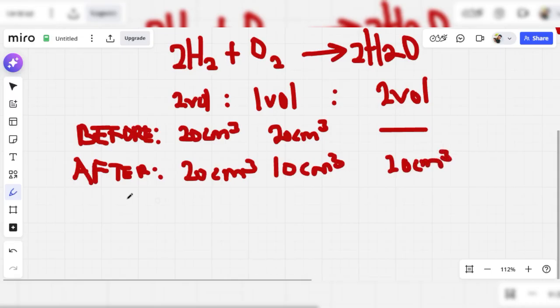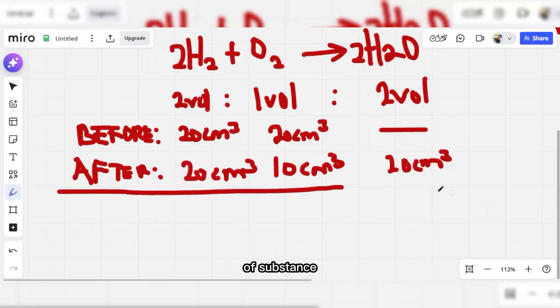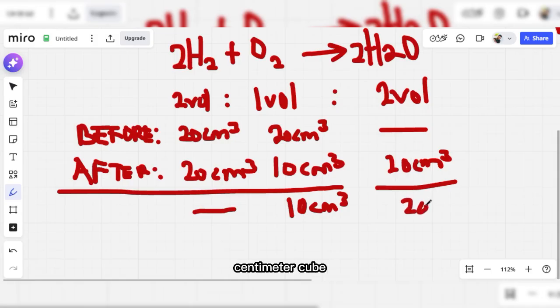Very good. So you now say, okay, what is the amount of substance that is unreacted? So 20 minus 20, that is 0. 20 minus 10, that is 10. So 10 cm cube of oxygen did not react. And then this one, what do we have? 0 minus 20, that's 20. That means 20 cm cube of water is produced.